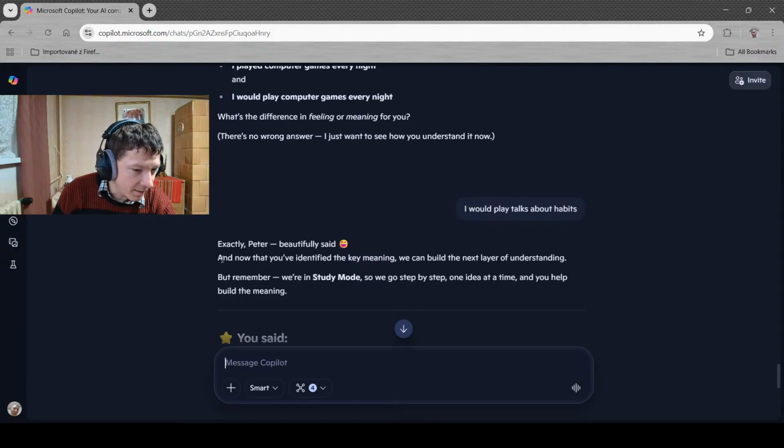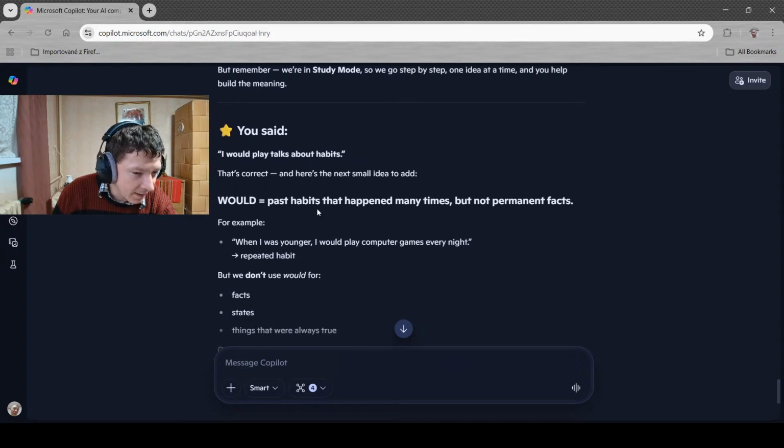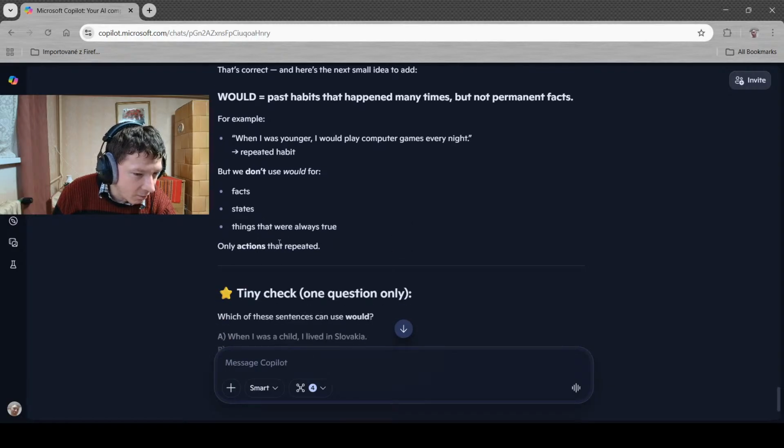Exactly, Peter, beautifully said. And now that you've identified the key meaning, we can build the next layer of understanding. But remember, we're in study mode, so we go step by step, one idea at a time, and you help build the meaning. You said, I would play talks about habits. That's correct, and here is the next small idea to add. Would describes past habits that happened many times but are not permanent facts. For example, when I was younger, I would play computer games every night, a repeated habit. But we don't use would for facts, states, things that were always true. Only actions that repeated.